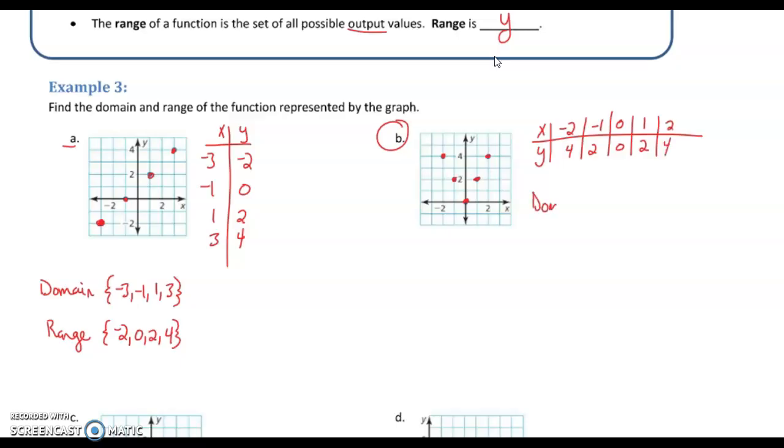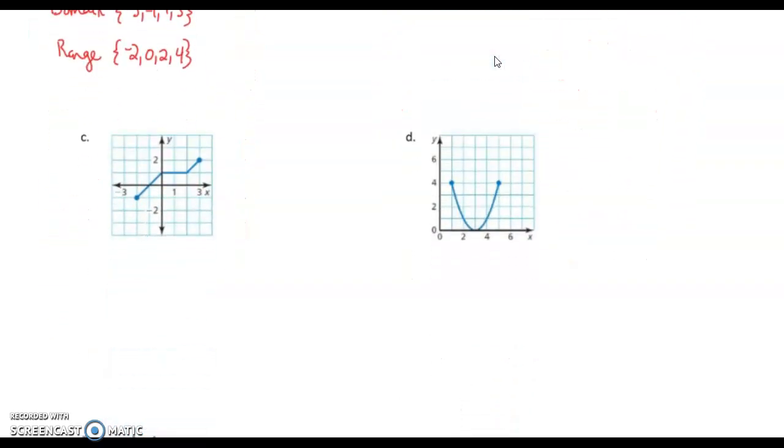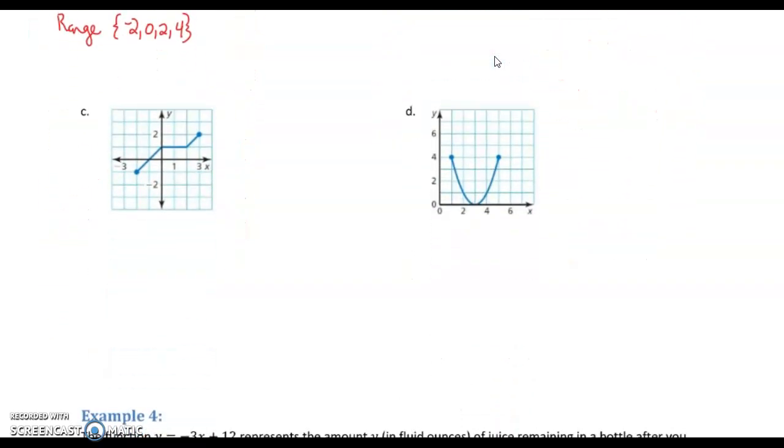So your domain would be -2, -1, 0, 1, 2. And your range, remember, we do not repeat the values. So we have 4 is repeated, 2 is repeated, and 0 is by itself. So those are the only ones we need to list off, and we typically list them off in least to greatest.